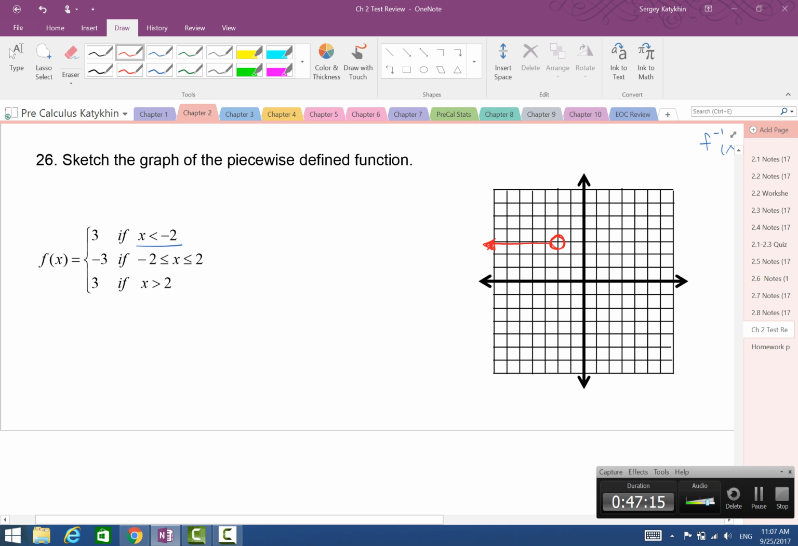At -2, it says x is greater than or equal to, so it actually equals -2, and it's at -3. So I'm going to have my horizontal line at -3. I have a closed circle, and it's going to go all the way to +2, and I'm going to have a closed circle at +2 as well. And then after +2, as soon as you pass +2, it's going to jump back up to +3 with an open circle, and this time it's going to be going this direction. So your graph would look as follows.